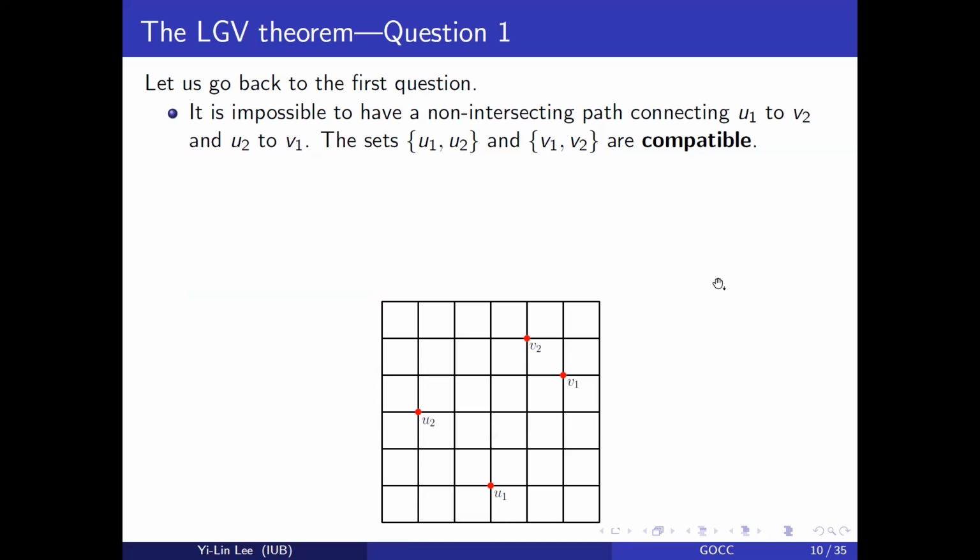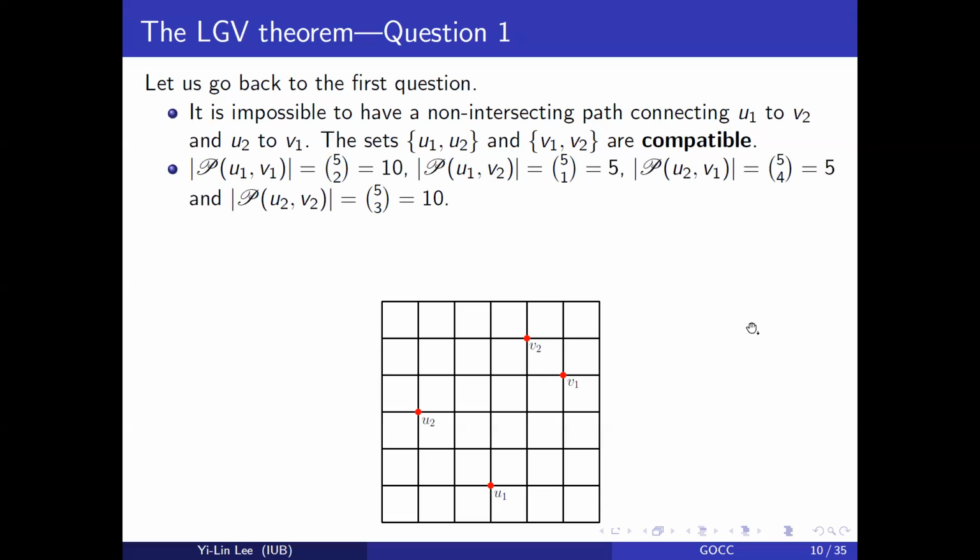Okay, so let's go back to our first question. We have starting points U1, U2 here, and V1, V2 here. You can observe that the only way to form non-intersecting paths is to go from U1 to V1 and U2 to V2. It's impossible to have non-intersecting paths connecting U1 to V2 and U2 to V1. So in this case, we say the sets U1, U2, V1, V2 are compatible, and we can apply the Lindstrom-Gessel-Viennot theorem.